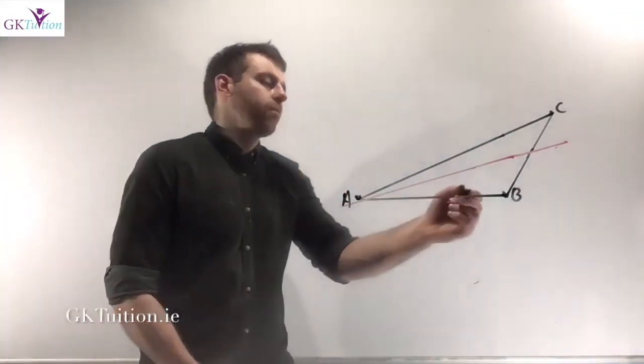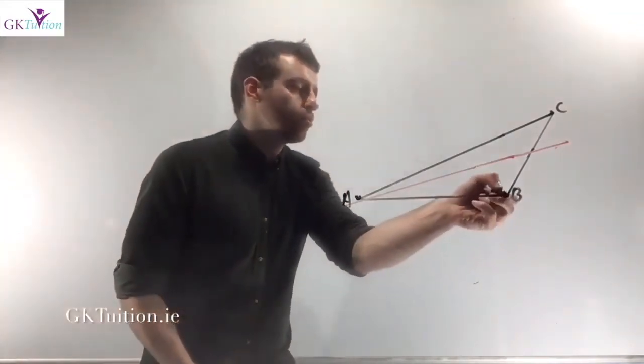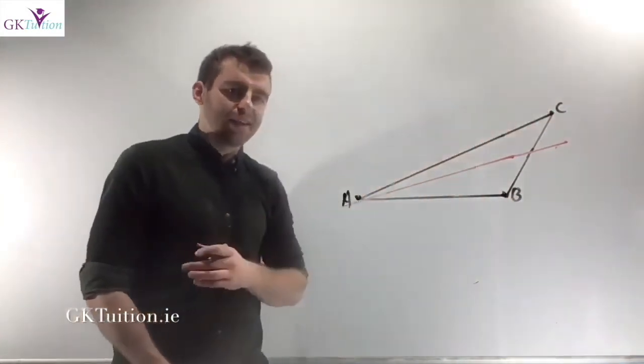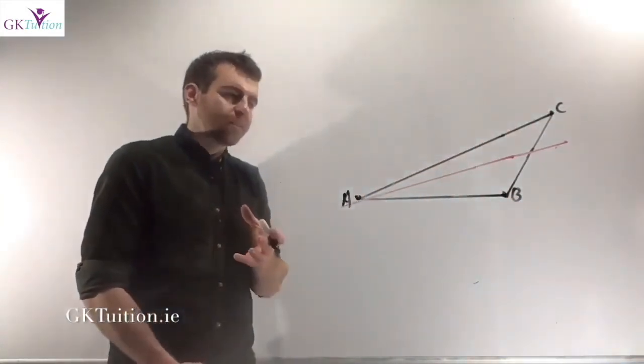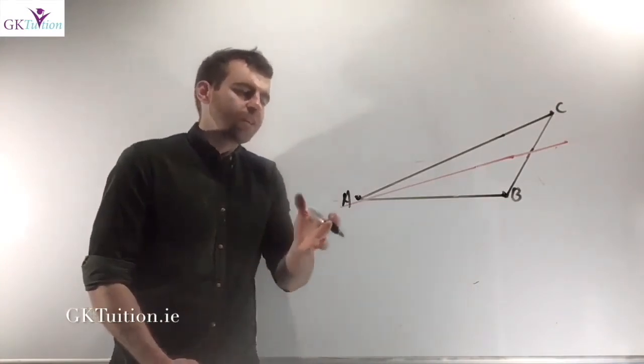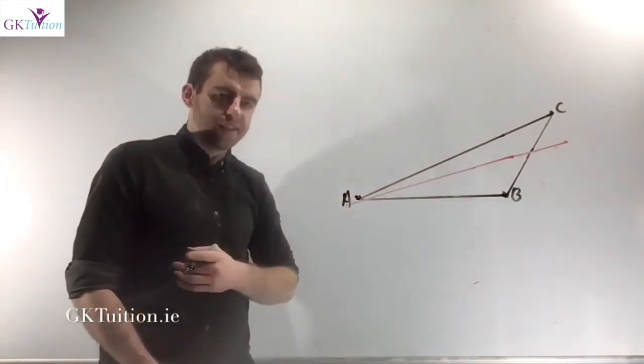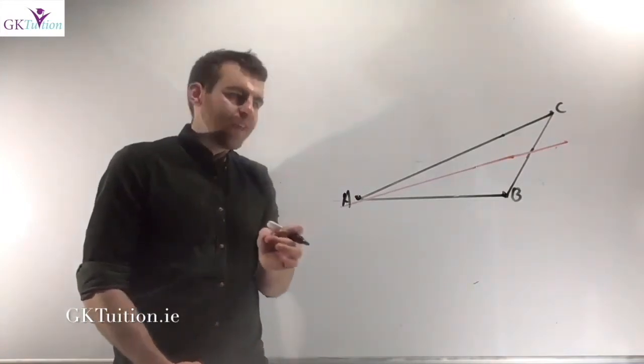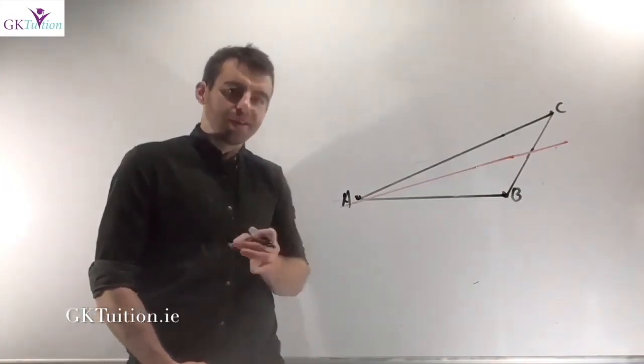So what I'm going to do now is draw the median that goes through the point B and goes through the midpoint of AC. But in order to do that, what I first need to do is identify the midpoint of AC. And in order to identify the midpoint of AC, once again, I need to get a perpendicular bisector.